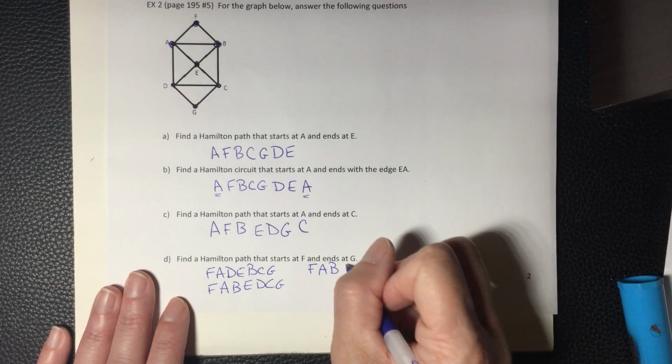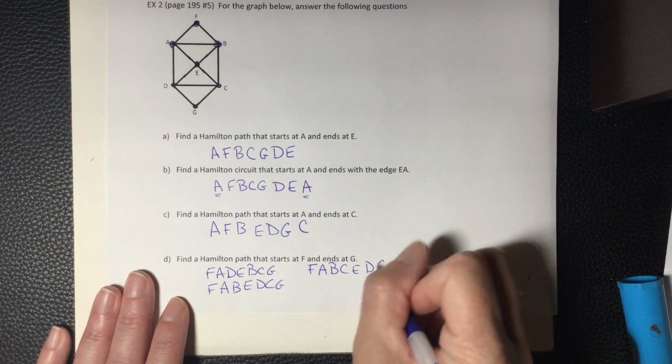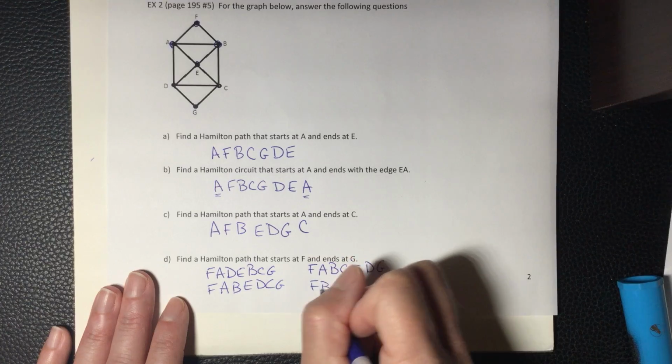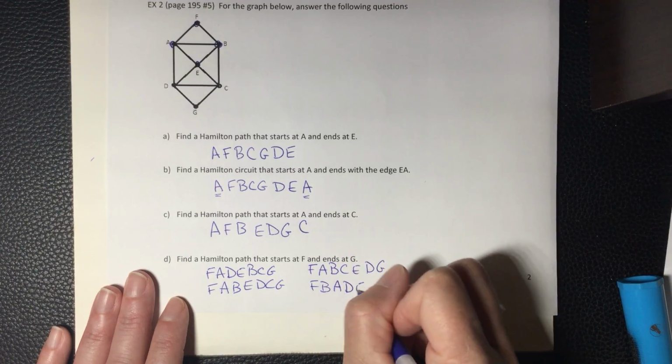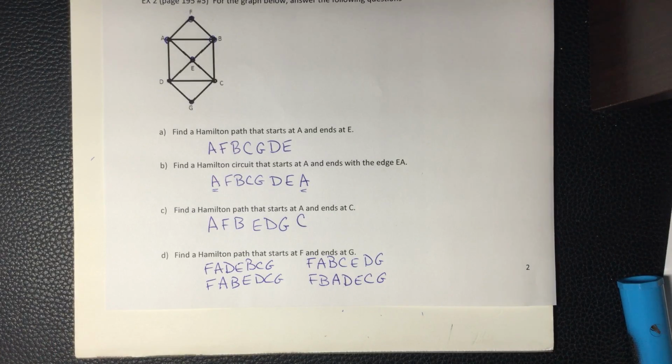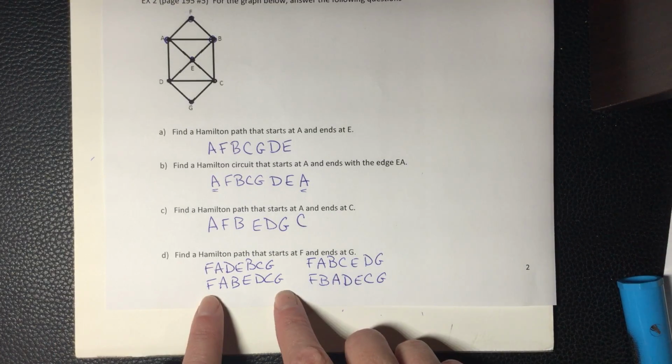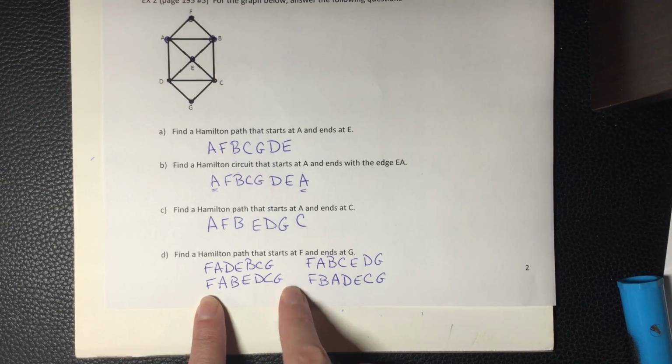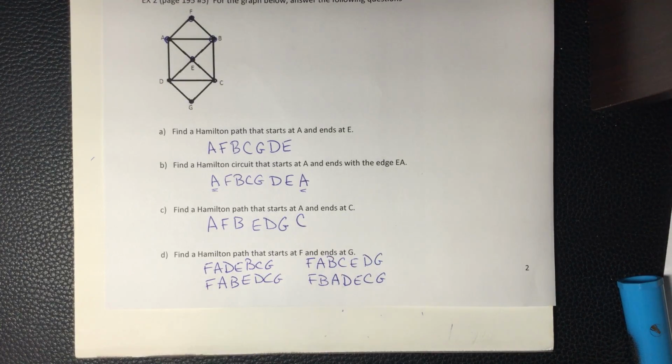Remember, we have to visit every single vertex. These are just a few options. I don't even think I'm listing them all. These are just some of the ones that we came up with in a previous class. All of them start at F, end at G, and visit every single vertex. You can see there are many times a lot of correct answers, and it's generally not too bad to find a Hamilton path.